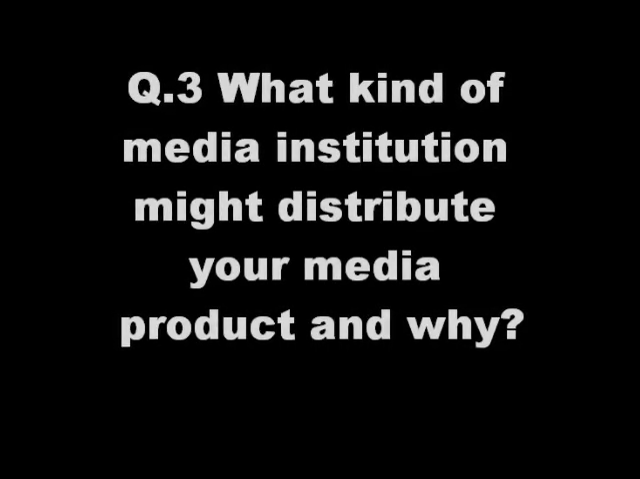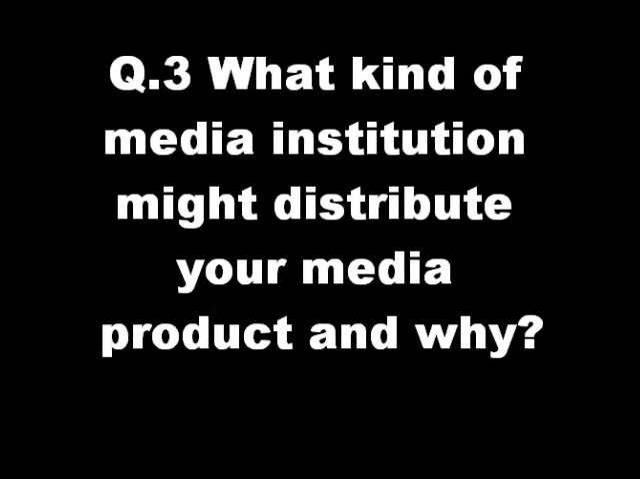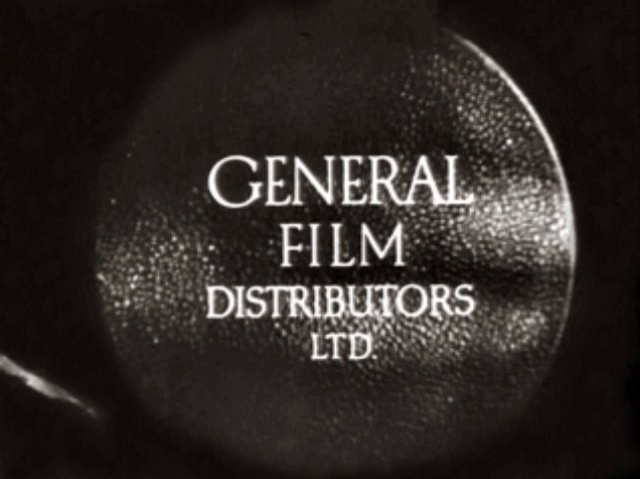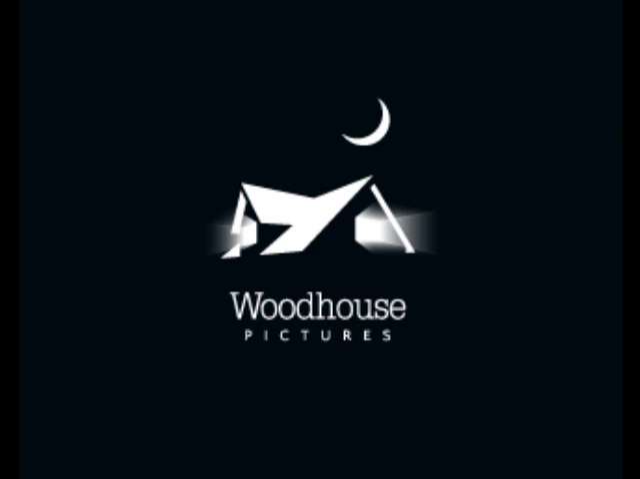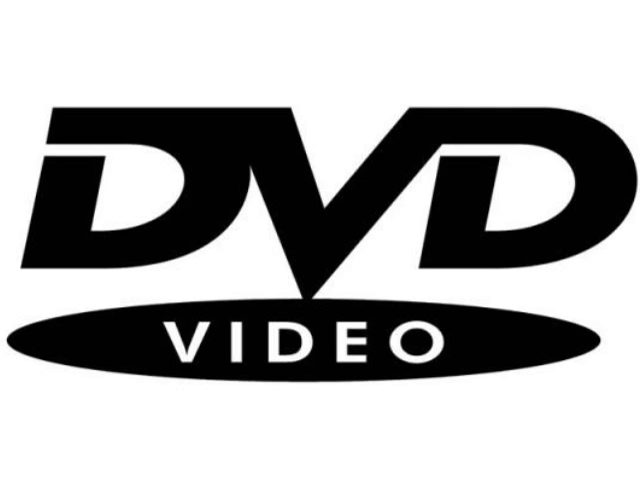Question 3. What kind of media institution might distribute your media product and why? A film distributor is often an independent company who handles the distribution and marketing of the film on DVDs and movies in the cinema, responsible for getting the film to the exhibitor. They also choose how to distribute the film after a film release. For example, online streaming and downloading, DVDs and Blu-rays, and via TV.